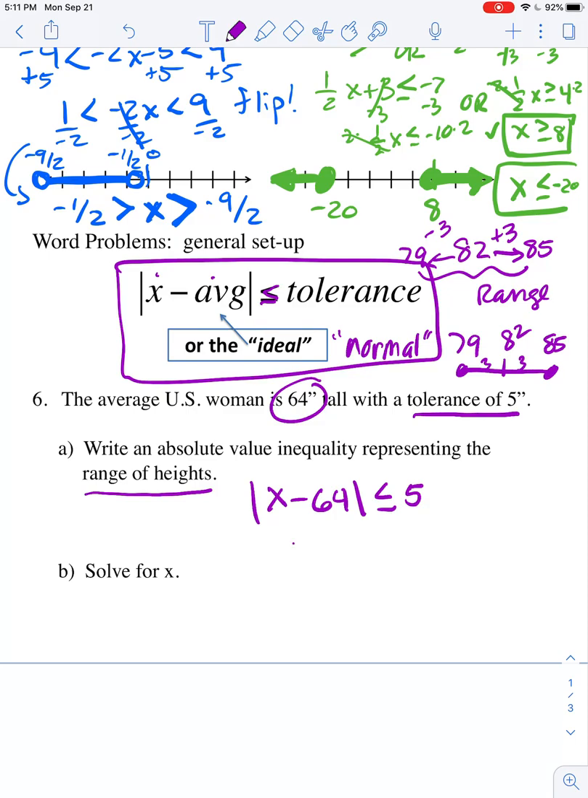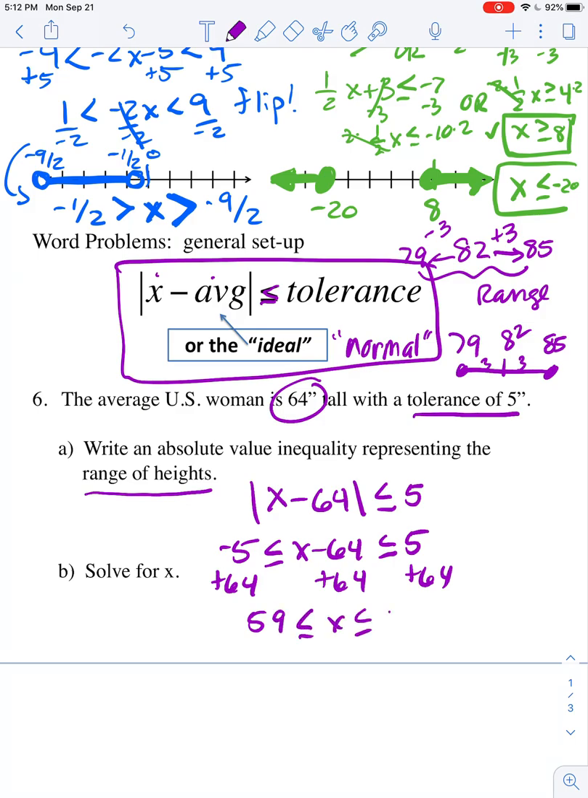I'm going to go ahead and solve for X. When it's an and statement, I put it in between the two values. Since you have to stay within 5, you go up and down 5 with a positive and negative. You would add 64 to all 3 parts. And so you're going to have a range from 59 inches tall to 69 inches tall. That's what you would write if you are asked for the range of heights, and that's inches.